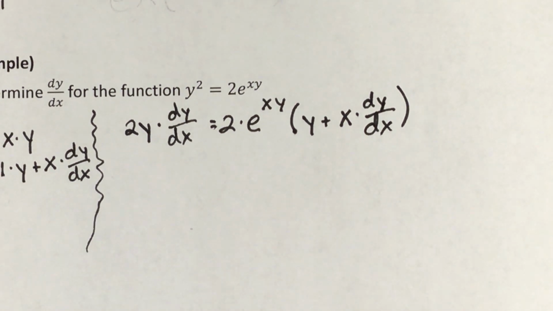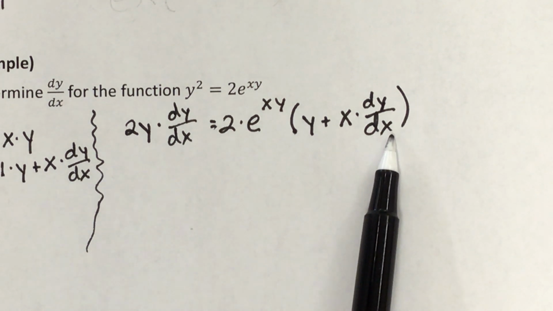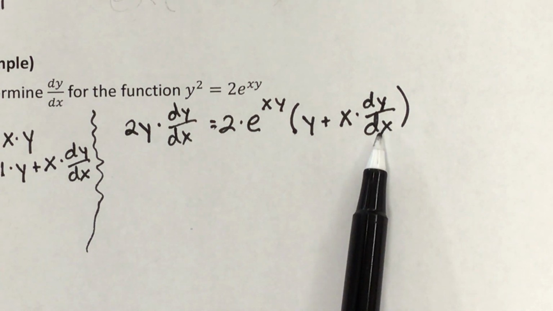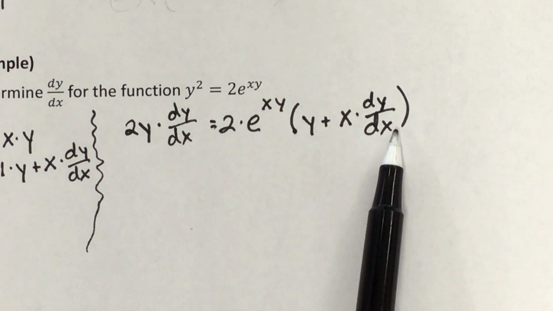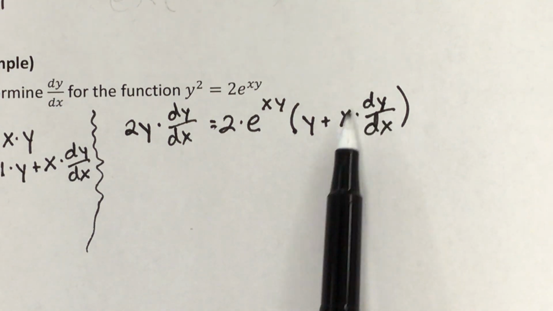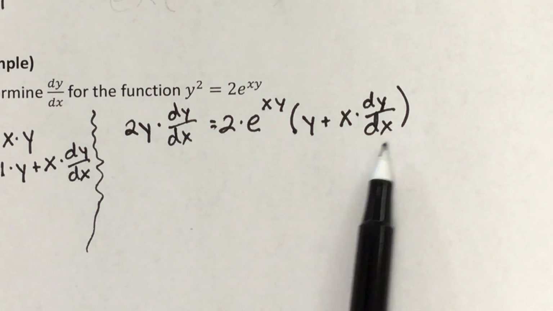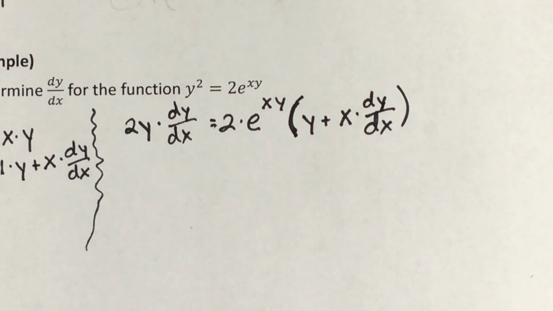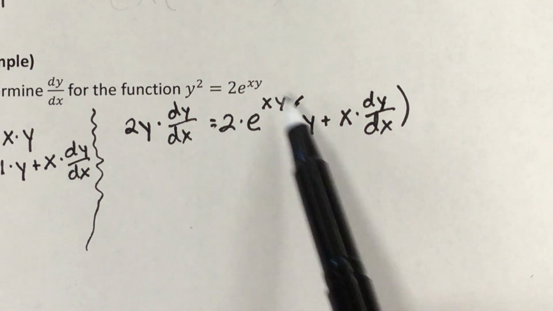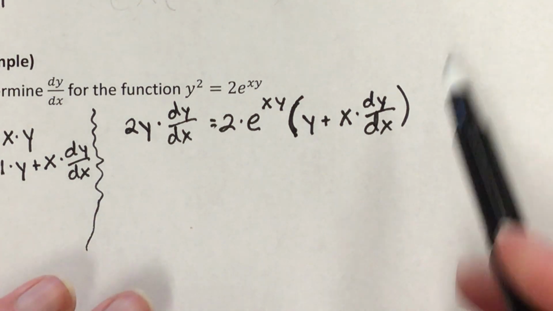Okay. The goal that we had was to get dy dx completely by itself. Currently dy dx is on both sides of the equation, so it's definitely not by itself. And also the dy dx is inside a set of parentheses. So how can we simplify that right-hand side so that we can get this term over to the other side? You cannot currently subtract this over because there is multiplication. It's inside a set of parentheses. So we're going to take the outside term, or I'm sorry, the outside factor, which is 2e to the xy, and distribute it into the y and to the x dy dx.